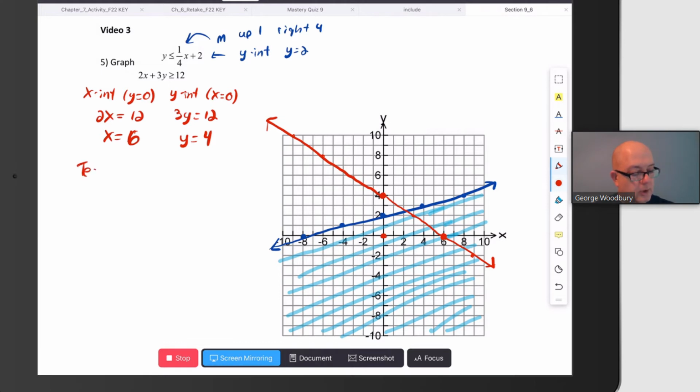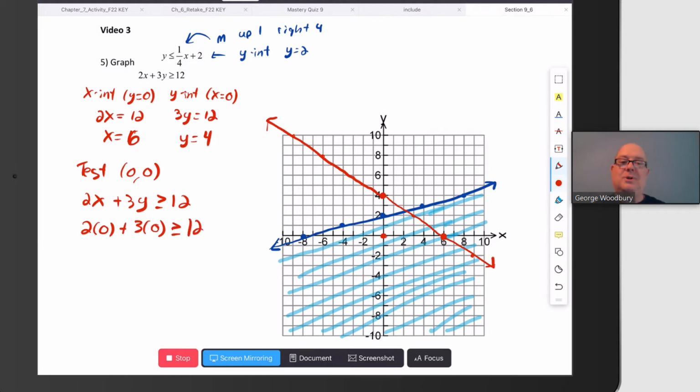So back to the test point of 0, 0. We're working with 2x plus 3y greater than or equal to 12. Put in 0 for each variable. The left side just becomes 0. Is 0 greater than or equal to 12? No. That's false. So we're not going to shade on the side where 0, 0 is. Instead, we're going to cross the line and we're going to shade it above and to the right. So I'm going to use one that's kind of red.